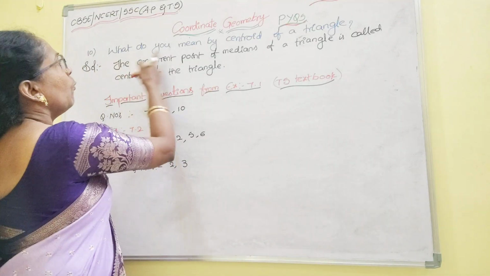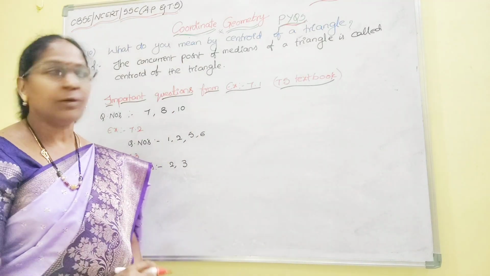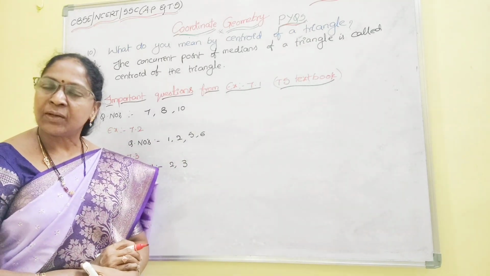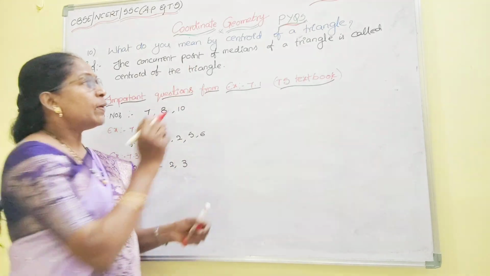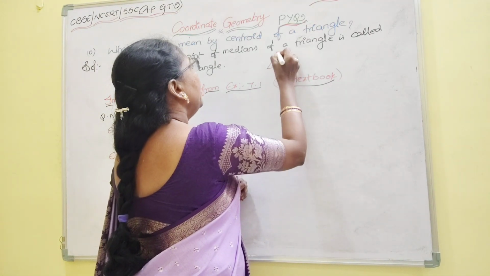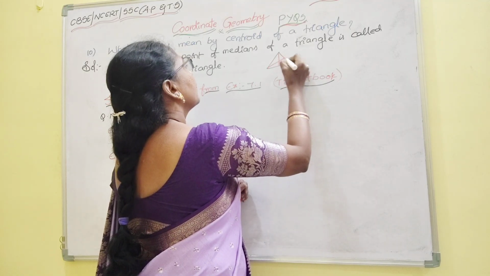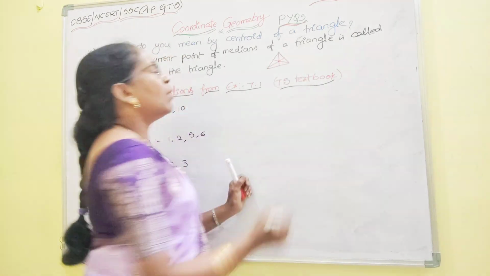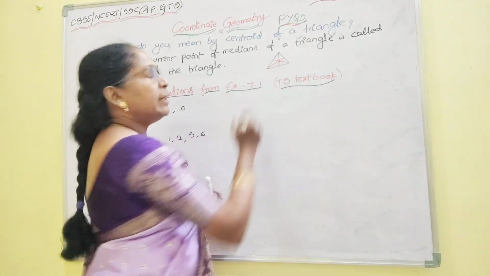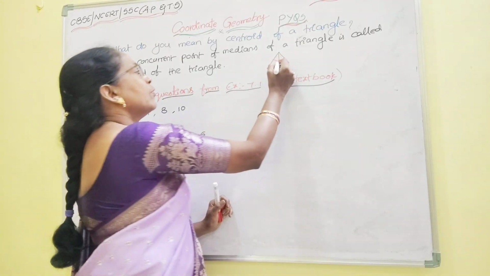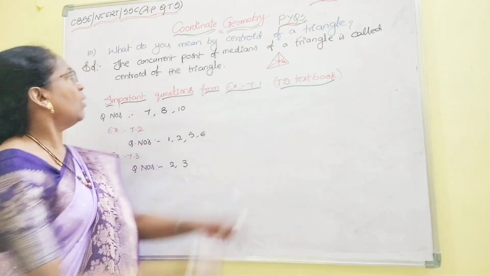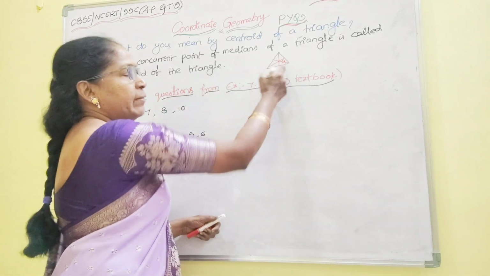Last question in this: what do you mean by the centroid of a triangle? What is the centroid? The concurrent point of the medians of a triangle is called the centroid of the triangle. Suppose this is the triangle, and if you draw the medians like this, these medians all meet at one point. That point we call the centroid. The centroid of the triangle is represented by G. The concurrent point of the medians of the triangle is called the centroid of the triangle. This is very, very important.